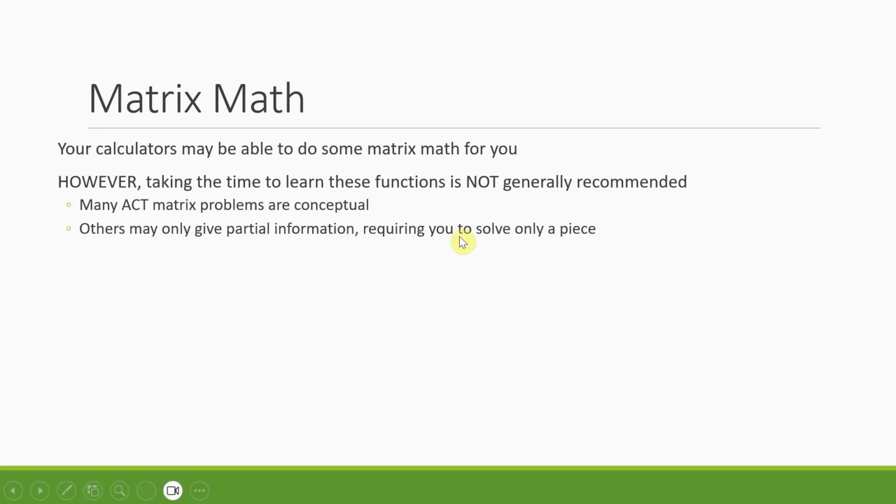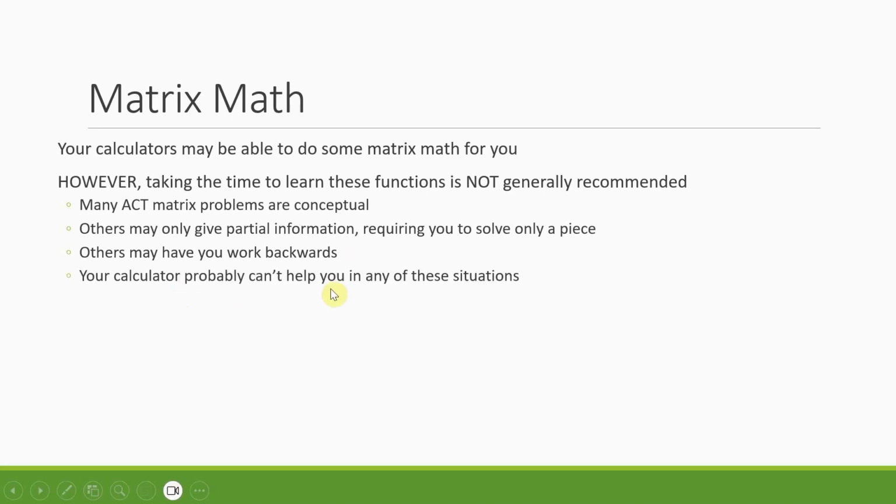They also might only give you partial information and just require you to solve for one part of the matrix, which is really fast to do by hand if you know how, a lot slower if you have to take the time to go and make up all the partial information just so you can get one little bit. Others might have you work backwards, which you could do by plugging in every single answer choice, but again, unlike other things with a matrix, you have to plug in a whole bunch of numbers to do that in your calculator. It's just not worth it in any of these situations. It either won't be able to help you or it's going to take a really long time.